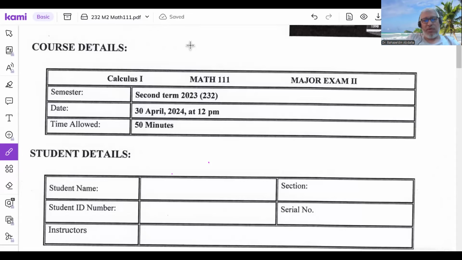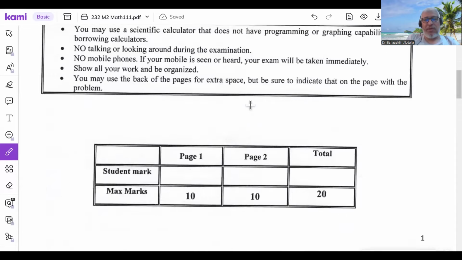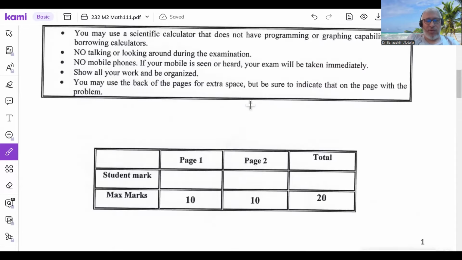This is Math 111 major exam 2, the second major examination, term 232. Let us have a look at the exam and solve it together.